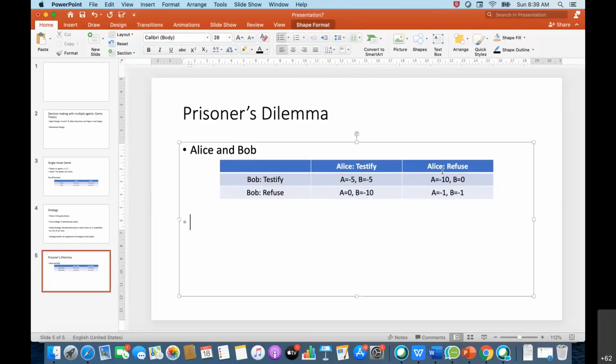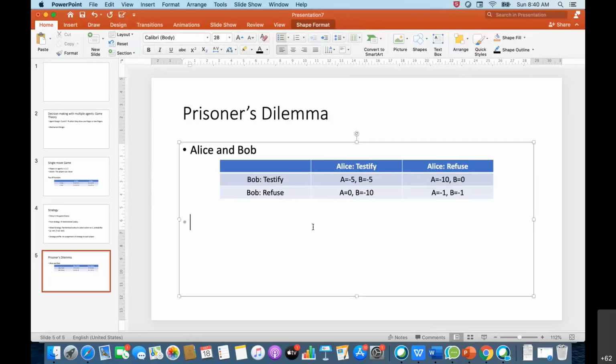Whereas if Alice decides to refuse, then Bob can testify or Bob can refuse. Depending on that, Alice will be imprisoned either for 10 years or for 1. Therefore, if Alice is clever enough and wants to minimize her punishment, then she will choose the strategy testify. Here, testify is the strategy that is strongly dominant over the strategy of refuse.